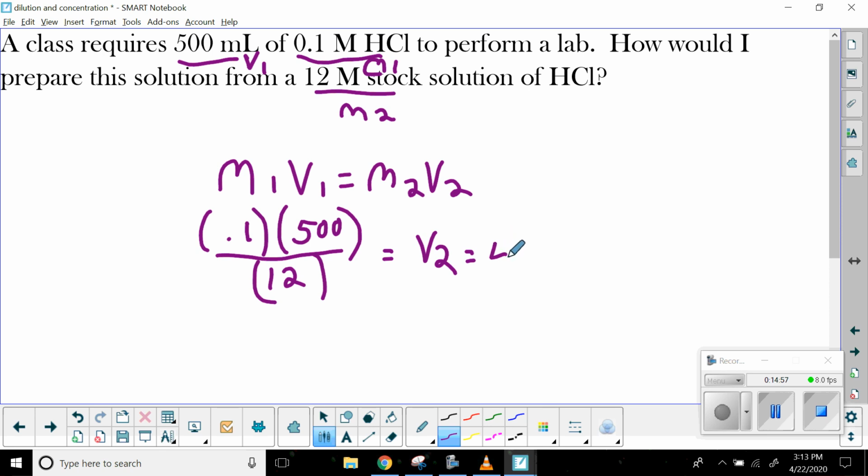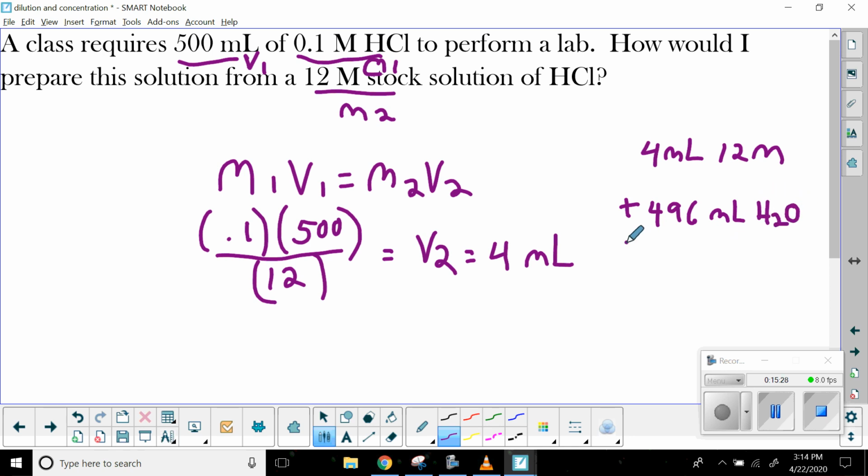And in this case, I only have one sig fig again, so it's going to be 4 milliliters. So in order to make this solution, I have a total of 500 milliliters. So I would add 4 milliliters of the 12 molar, and I would add that to 496 milliliters of water. Notice here that when I add those together, it equals 500 milliliters.